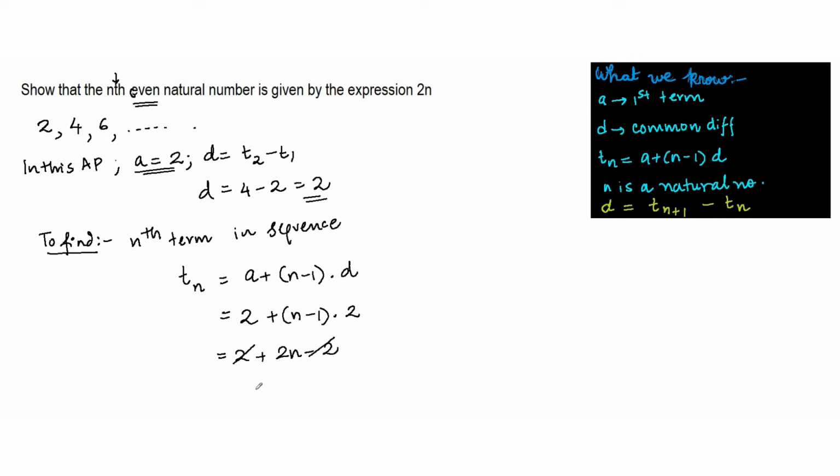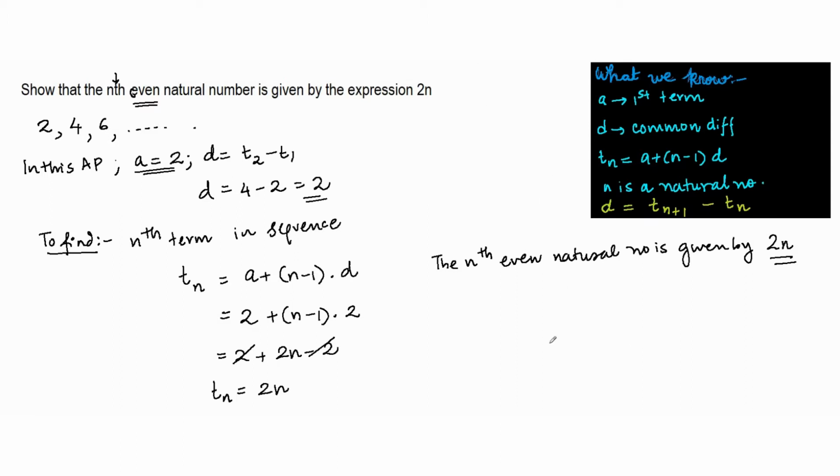Now 2n minus 2 cancels, and therefore the answer is 2n. And hence I can say that the nth even natural number is therefore given by the expression 2n, or rather this is the general term to find any nth even natural number.